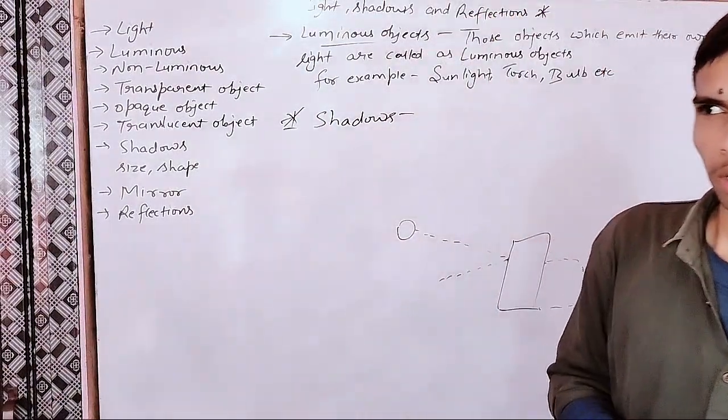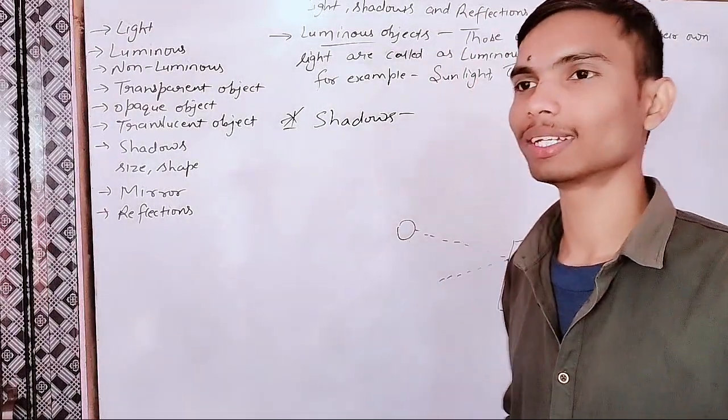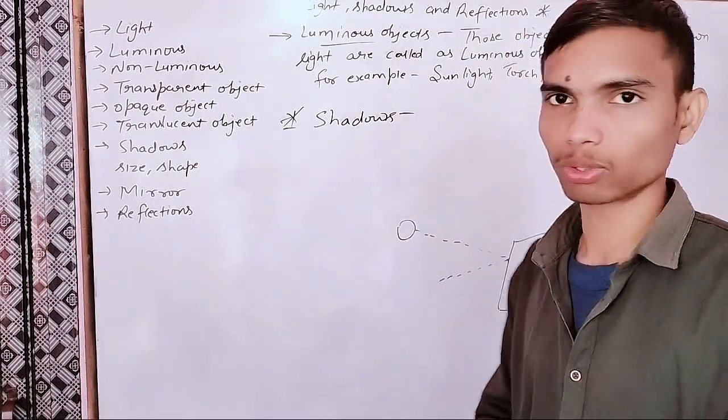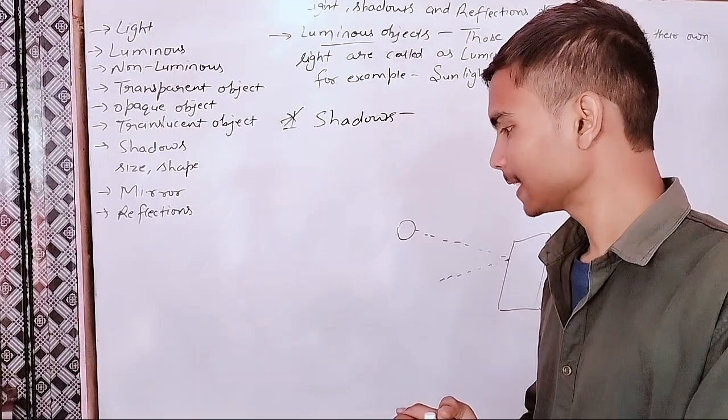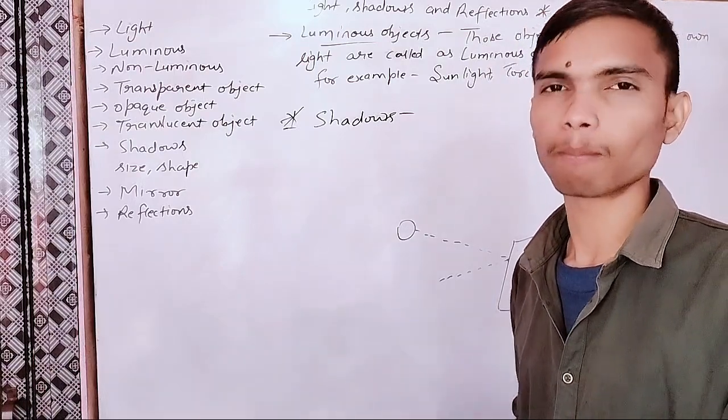Let's try to understand about shape. In our childhood, we used to make a shadow by making a hand.